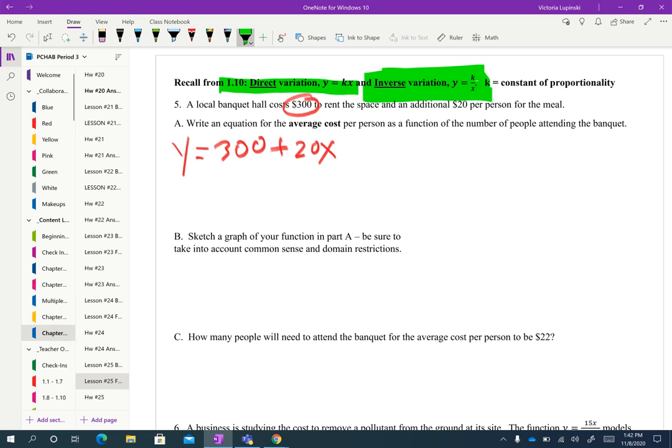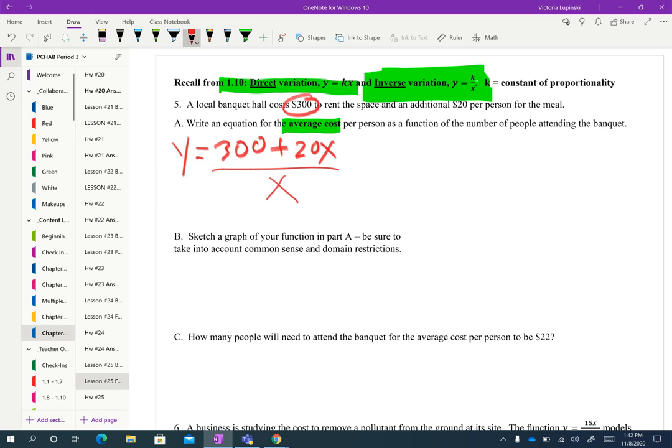The key part here is they are asking you for an average cost. Think about how you find an average. You add up all the values and divide by the total number. So in order to change this to an average cost function, I'm going to have to divide by x. Anytime you're talking about an average cost, you're going to have to divide by the total. And if you don't know the total, then you call that x.